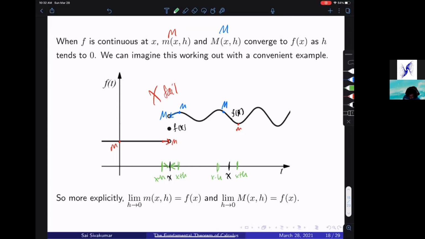So when we make this interval very small, taking the limit as h goes to 0, this capital M will go this way, this lowercase m will go that way, and they both become very close. They approach and converge to f of x. That's important because we're going to use it in the bounding argument to come. I've written that explicitly here: the limit as h goes to 0 of little m is f of x, and the limit as h goes to 0 of capital M is f of x. Same thing.